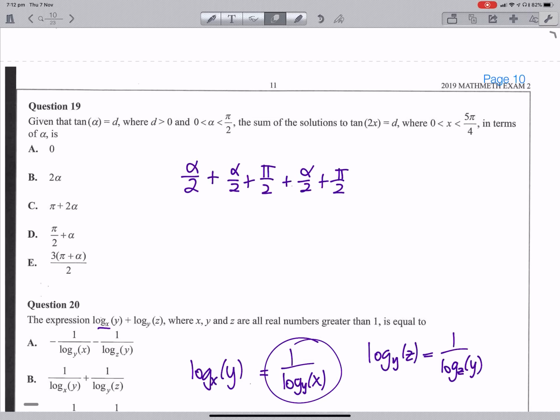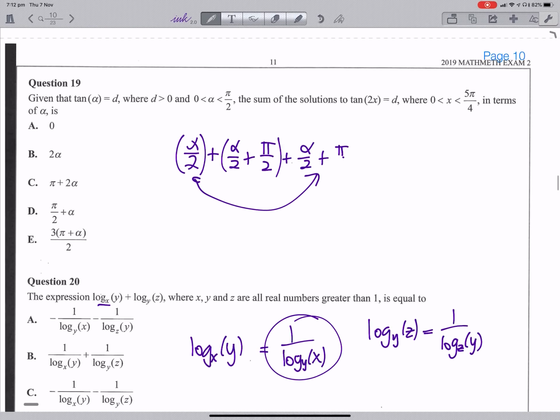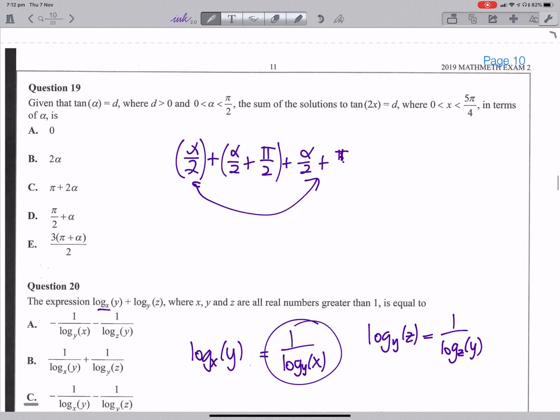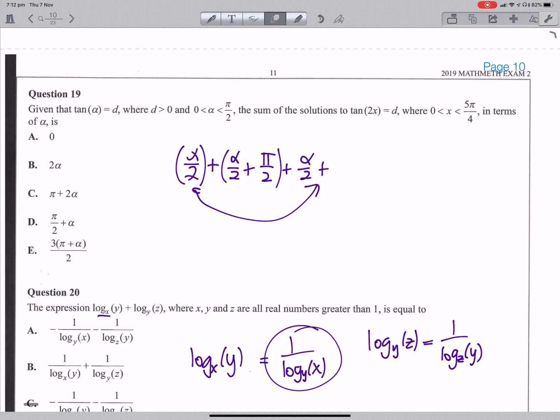That's because alpha on 2 is my first solution. To get to my next one, I add pi on 2. But to get to my next one, I've got to add pi, because I've got to add 2 times the period. If I can get this to rub out. So plus pi. So then we get alpha on 2, alpha on 2, alpha on 2, which is 3 alpha on 2. And then pi on 2 plus pi, which is 3 pi on 2. So we can take out the 3 alpha plus pi on 2.